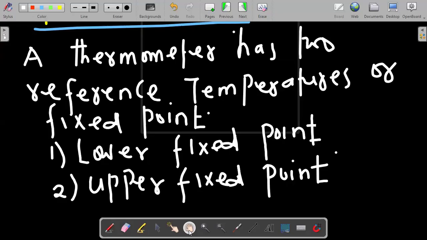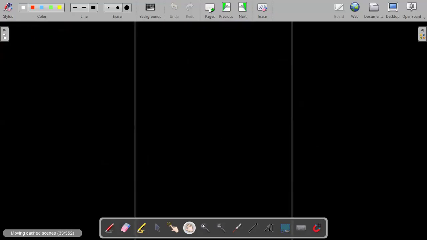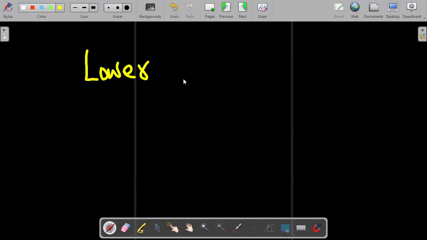Okay, let's take the first one. Let's understand the first one, which is the lower fixed point. Please pay attention to what we are doing. The lower fixed point.